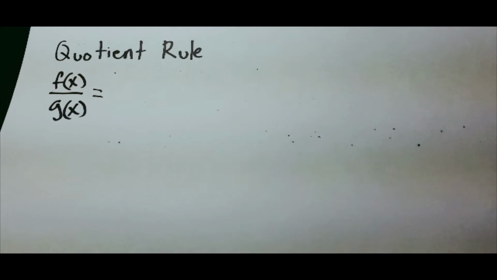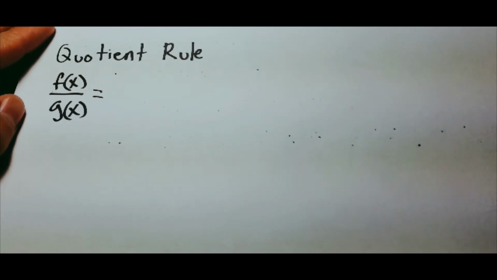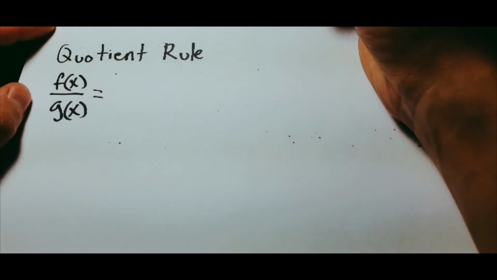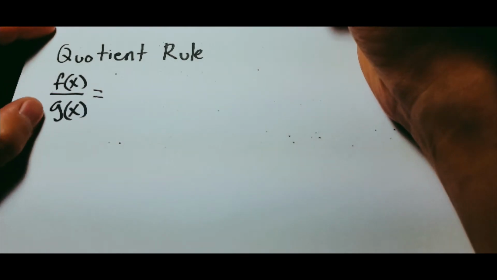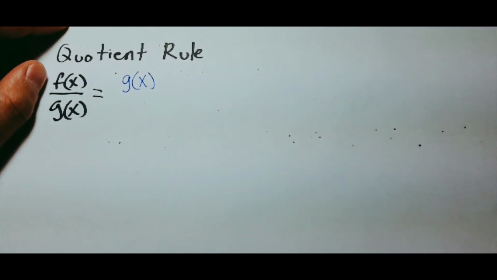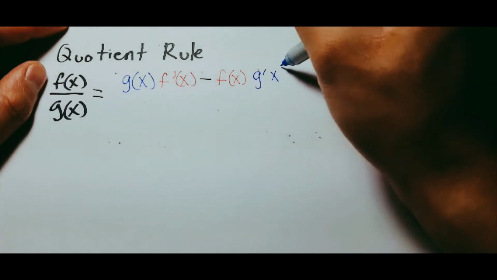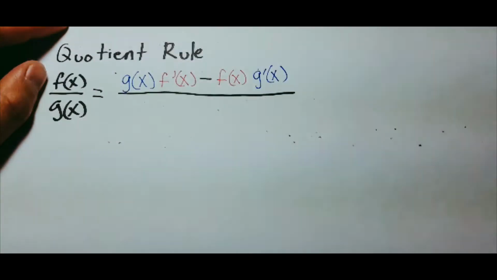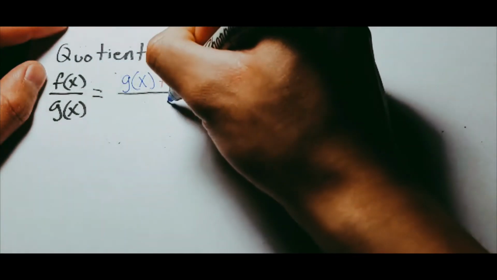Okay, so quotient rule. We can find the derivative of f of x divided by g of x by using quotient rule. So quotient rule looks like this. It's going to be g of x times the derivative of f of x minus f of x times the derivative of g of x divided by g of x squared.